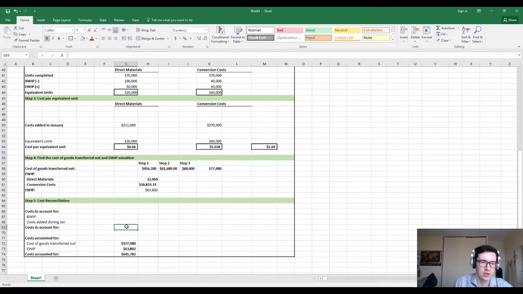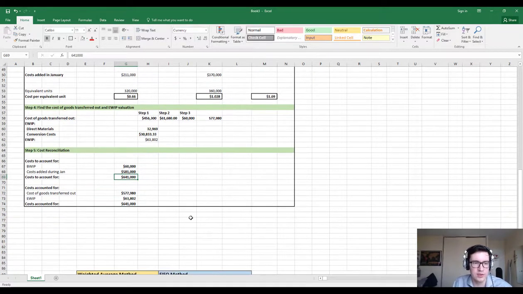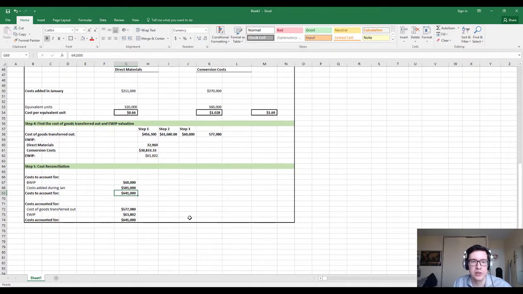And then the cost to account for, it always has to reconcile. Just for the sake of this tutorial, I'm just going to say that it's 641,000. And this is going to be 641,000 as well, because those always have to reconcile. Our BWIP at the beginning was 60,000, and then the costs added during January is just going to be the difference of 641 and 60. So that's our final cost reconciliation.